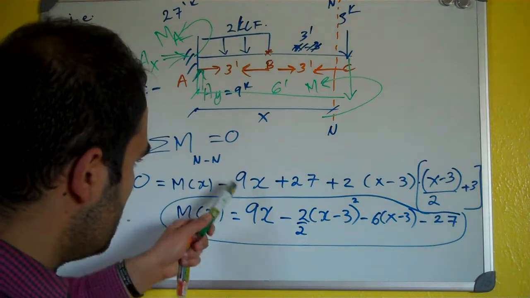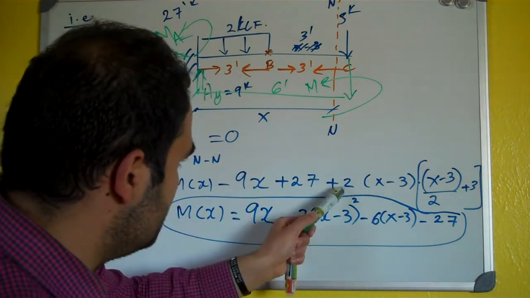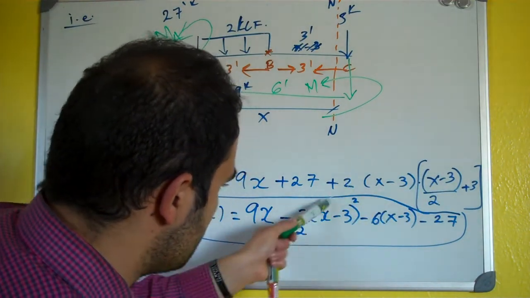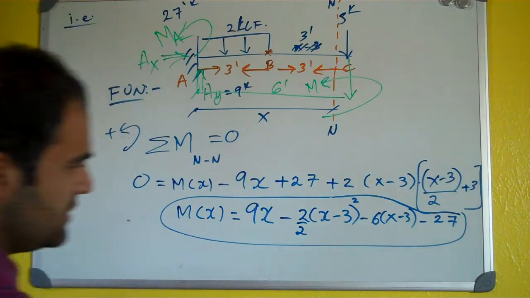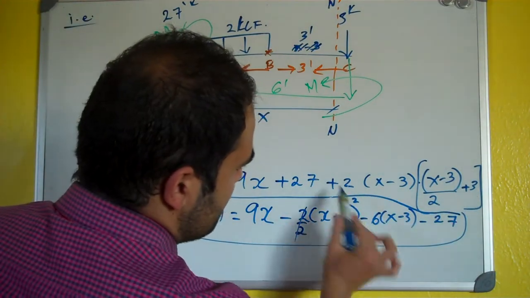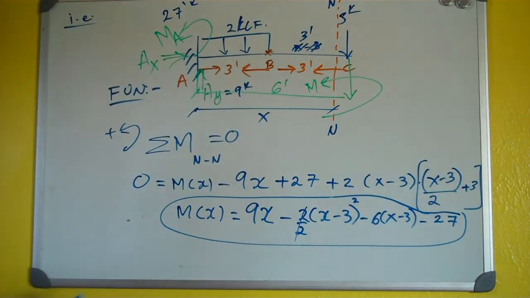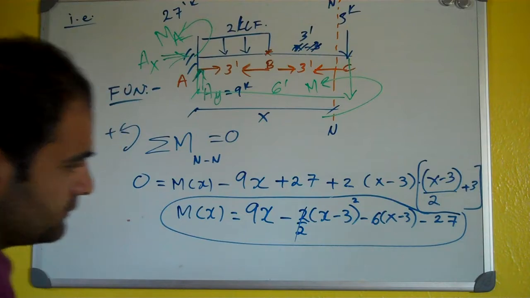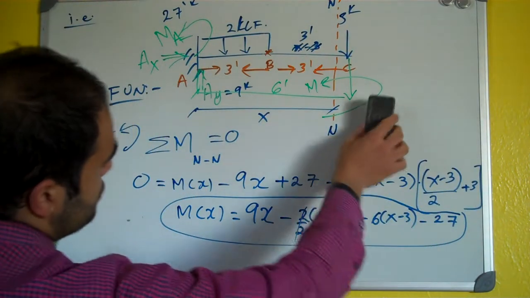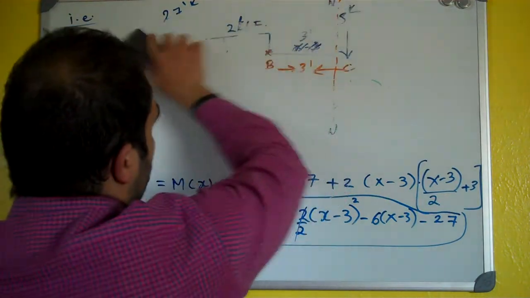Minus, so let's do that one more time. 9x minus 27 minus 2 times x minus 3 times this, so this cancels out x minus 3, and then you have 2 times 3, that's 6, move it to the other side, negative 6, x minus 3. Okay? So now I could just erase that.